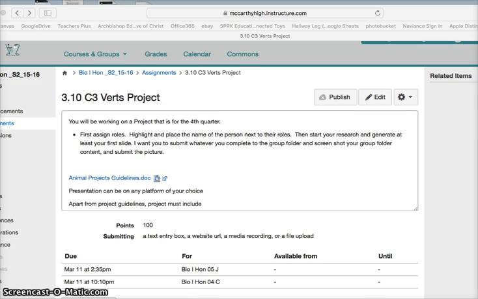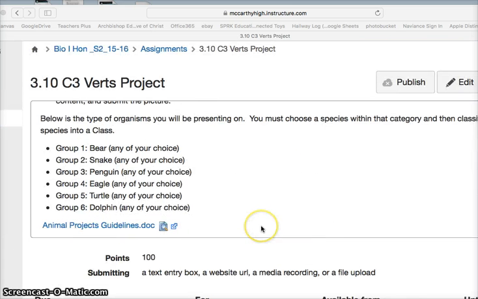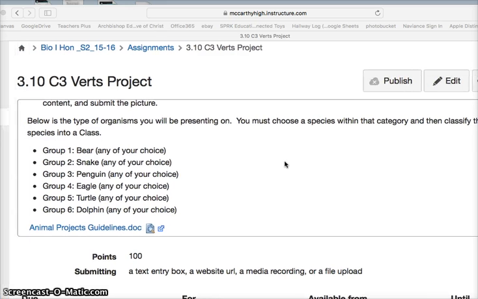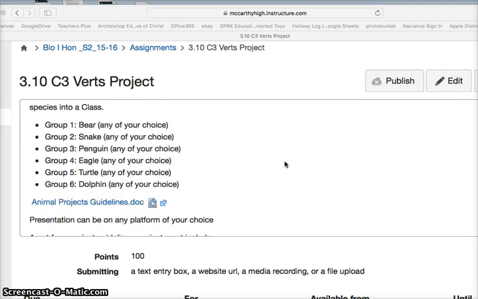Have a great weekend. So here are the topics by group. You are given an organism to present on, and you must choose a species within that category of organisms and then classify them into a specific class.